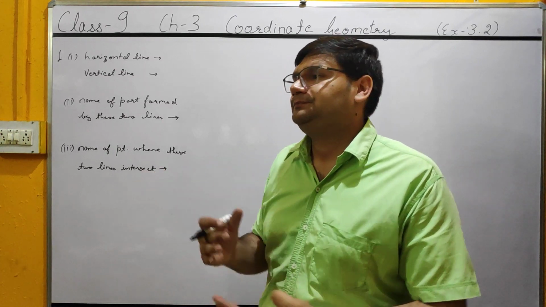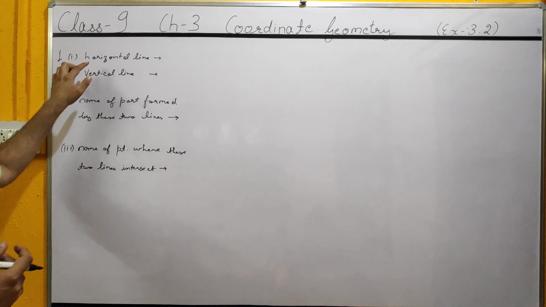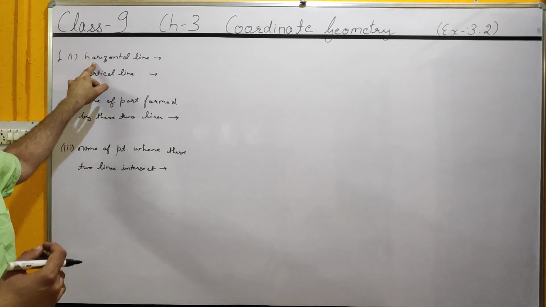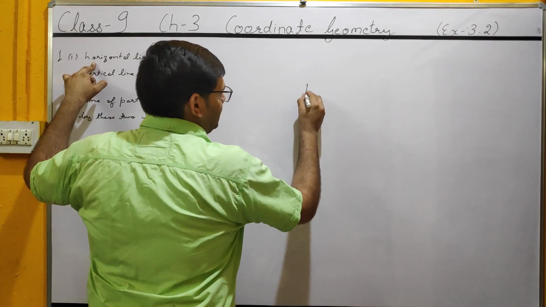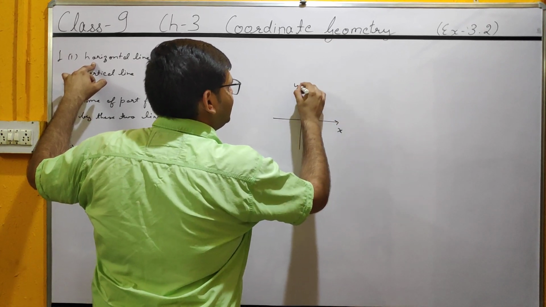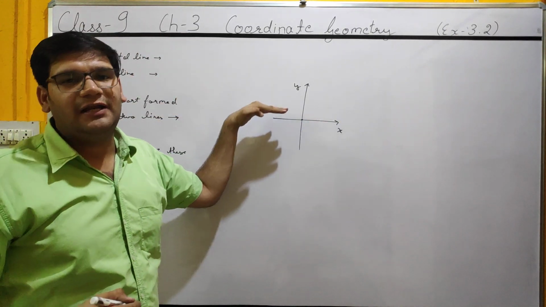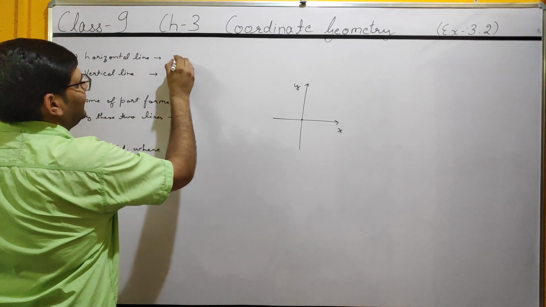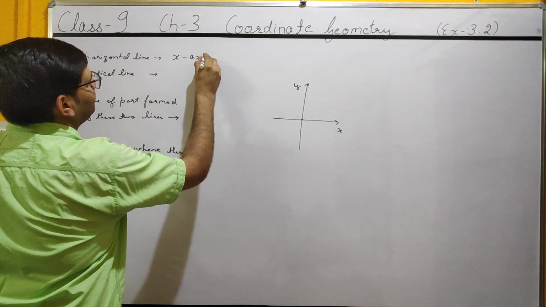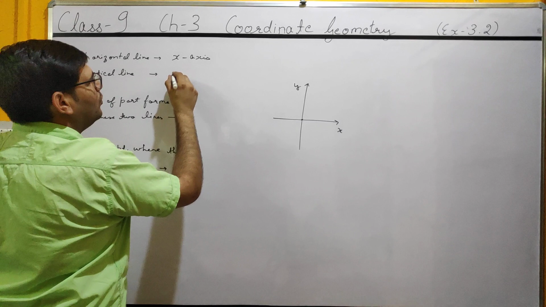So now, in 3.2, the very first question is, what do we name the horizontal line in the Cartesian plane? This is the Cartesian plane, x-axis, this is y-axis. So what is the horizontal line? This is the horizontal line, and the name for this is x-axis. Then what is the name of the vertical line? This is y-axis.